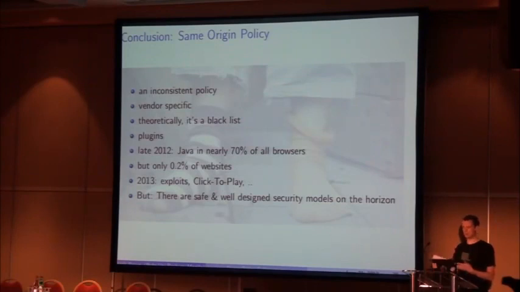But in early 2013, a lot of Java exploits came up, and then everybody thought about click-to-play, and Java's kind of restricting itself now. So it's going to be better in terms of people not using Java in the browser. On the upside, there are safe and well-designed security models on the horizon, so the web might actually move to something better soonish. And the whole point about same origin policy bypasses is, as we've seen on the slides, parsing mismatches, when one layer thinks something's going this way and it's actually going the other way.